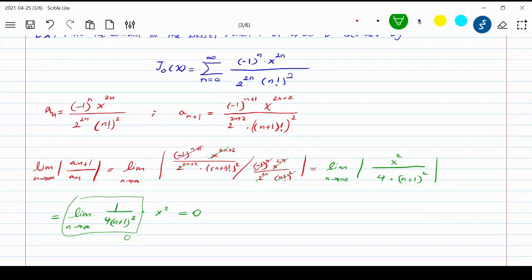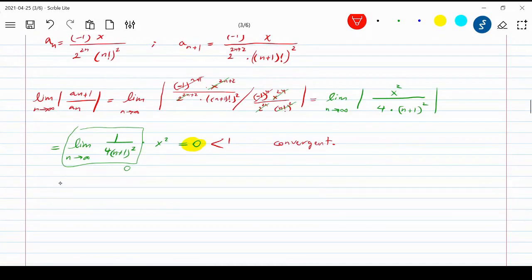And what can we say about that? This is the limit, and if you remember, if the limit is less than 1, we always have convergence for the series. What this means is that for all x, the series is convergent because the limit is always 0. So the interval of convergence is negative infinity to infinity, or you can say the radius is also infinity.